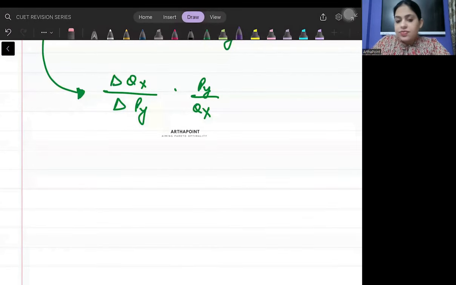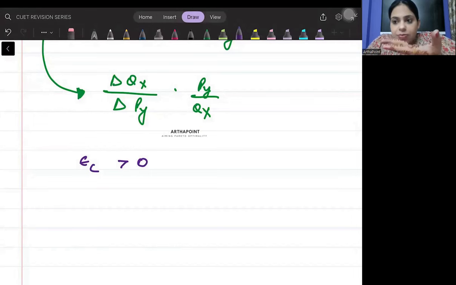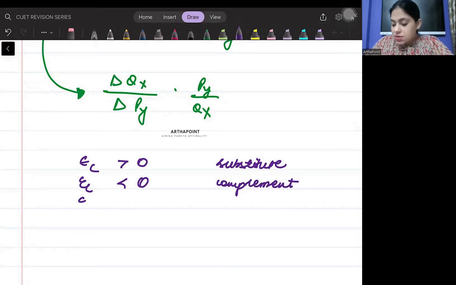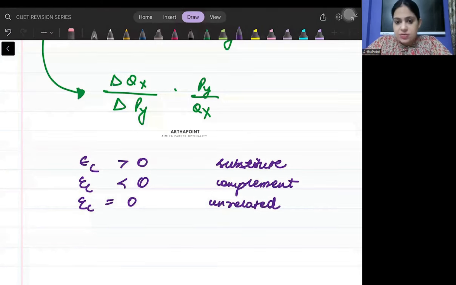Again कुछ rules हैं बेटा. If the cross elasticity is positive, मतलब एक के प्राइस बढ़ने पे दूसरे का क्वांटिटी बढ़ रहा है, then we have substitute goods. If the cross elasticity is negative, then we have complement goods. And if there is no cross elasticity, मतलब cross elasticity zero है, then we have unrelated goods. Right बेटा? So this is the concept of elasticity.